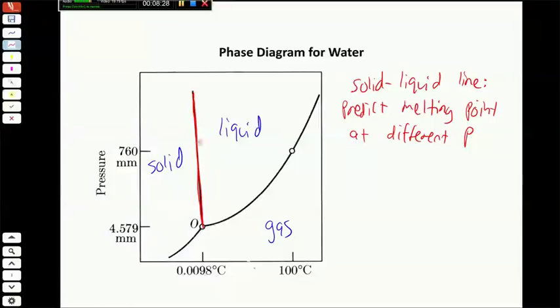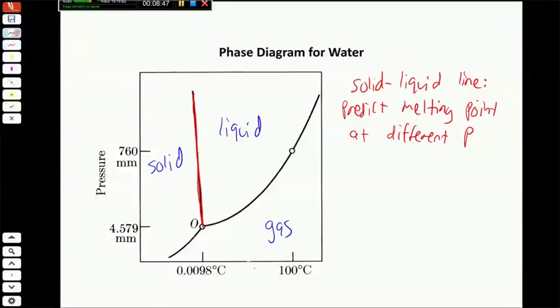It doesn't change a lot. You can see that this line is almost vertical, but it does slope back a little bit, meaning that if we increase the pressure or decrease the pressure, we're going to have a slightly different melting point than 0 degrees Celsius. And so by looking at where we are on this line, we can predict the melting temperature at any pressure as we go along this line here.